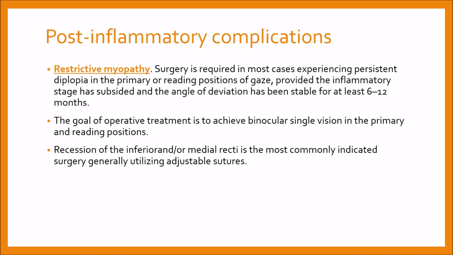Restrictive myopathy often precludes binocularity in all positions of gaze, though with time the field of binocular single vision may enlarge as a result of increasing fusional vergences. Recession of the inferior and the medial recti is the most commonly indicated surgery. A rectus muscle is never resected, only recessed in thyroid eye disease, generally utilizing adjustable sutures. The suture is adjusted later the same day or on the first post-op day to achieve optimal alignment, and the patient is encouraged subsequently to practice achieving single vision with a considerably accessible target such as a TV.